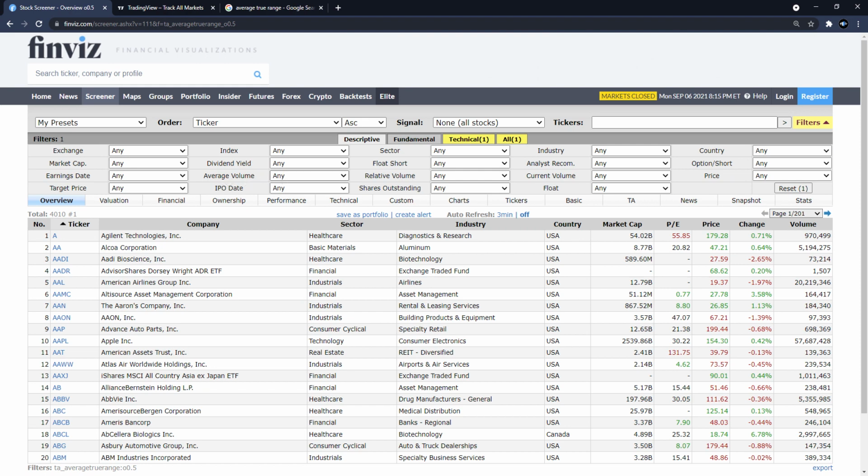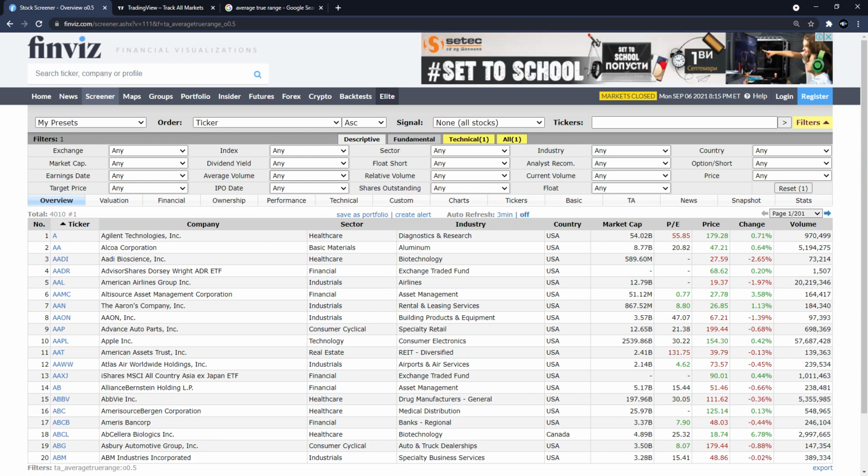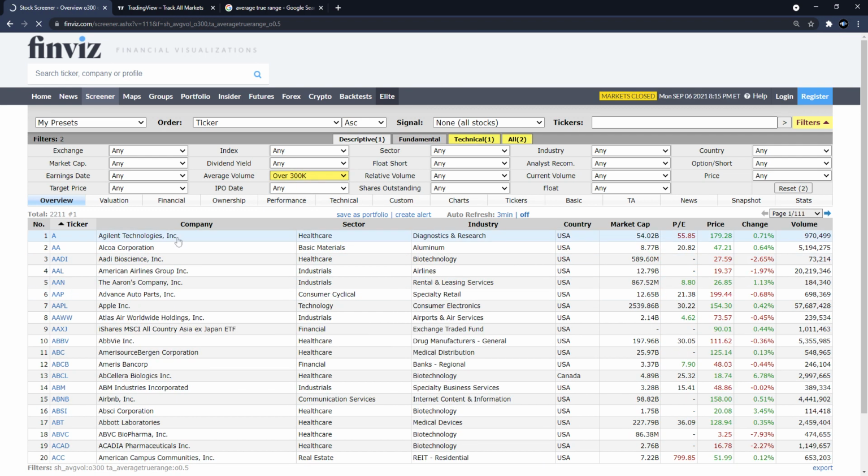And what we are going to be filling in right here is for it to be over 300k. Over 300k, 200k, it is always up to your preference. I sometimes go over 400k because I want my stocks to be liquid. Okay, but let's go with over 300k. As you can see right now, we have 2,211 stocks right here on the radar.